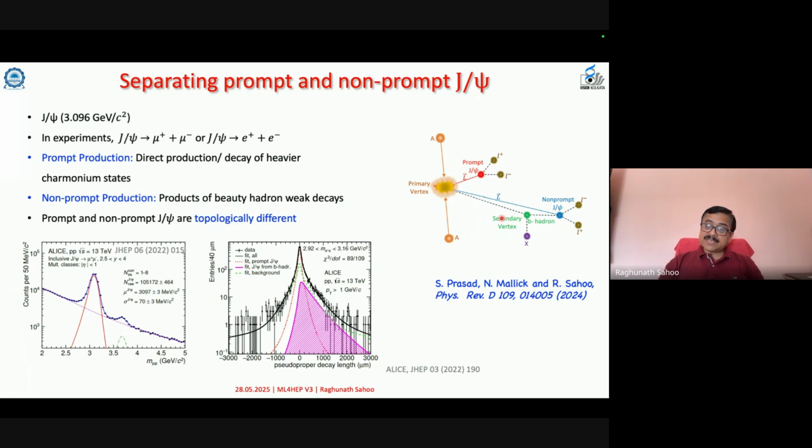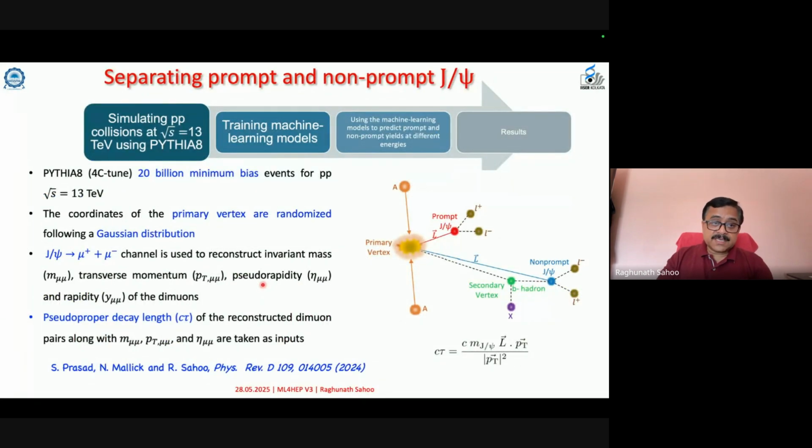Again, I emphasize what I am going to do is rely on the track level properties of the particles. The way it is done in the experiment so far, without applying machine learning, is you have a cocktail fitting to get the prompt versus non-prompt sizes and properly deal with the background. And machine learning gives me the advantage of dealing with track level properties. As you can see here, we simulated pp collisions at 13 TeV, and our predictions will be for lower energies also, but based on 13 TeV PYTHIA data.